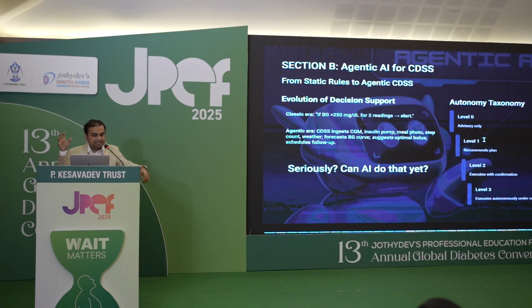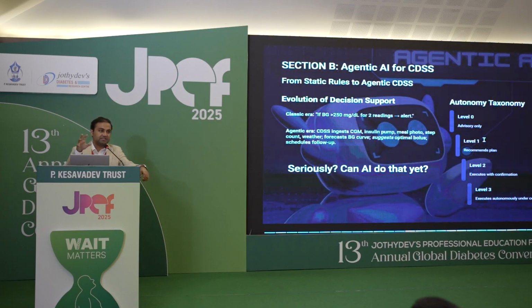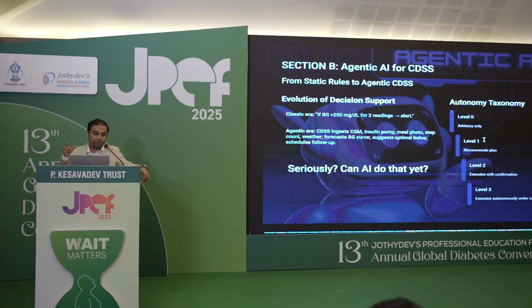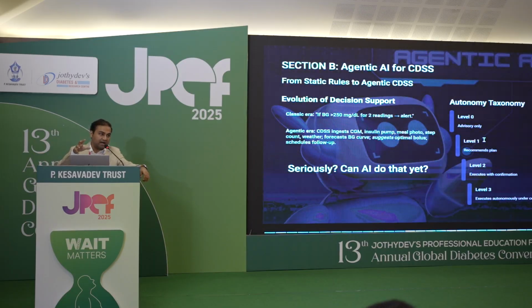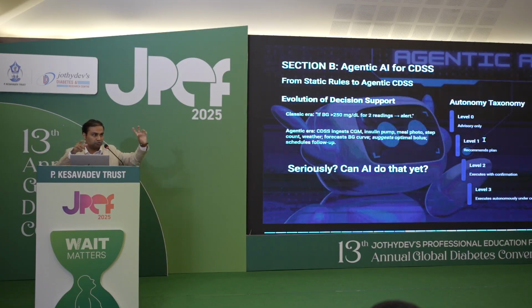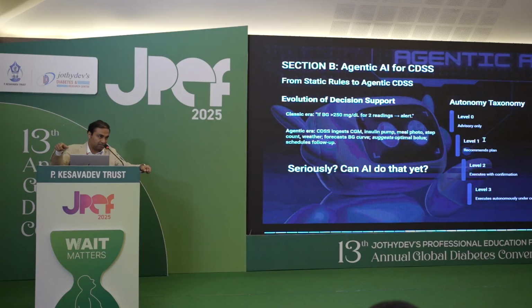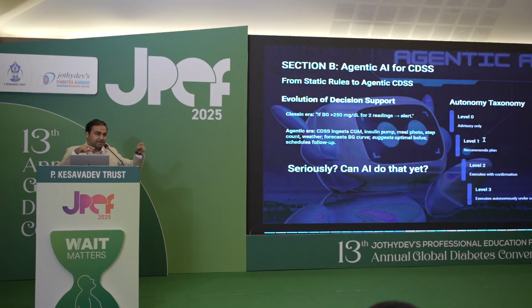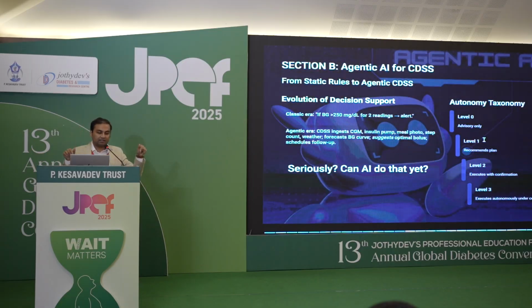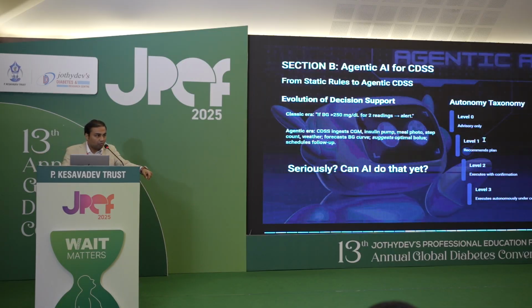Now, how does agentic AI come in? So what is a decision support? A decision support is, if the blood glucose goes high, it's going to give you an alert, both to the patient as well as to the clinician. And the clinician will work in tandem with the ecosystem to give an inference or an intervention to the patient. That's how the CDSS should work, right?